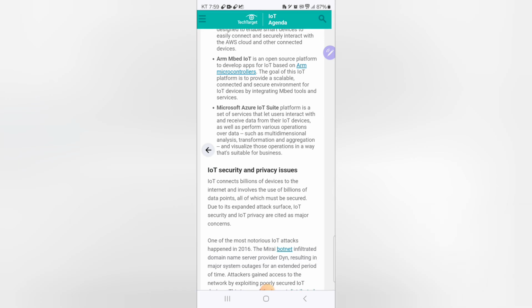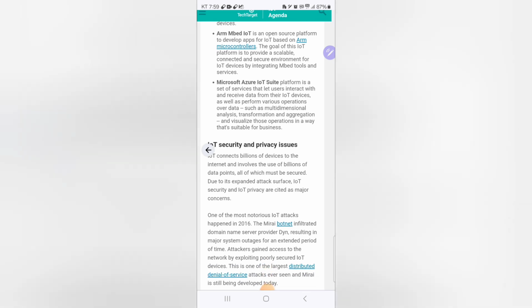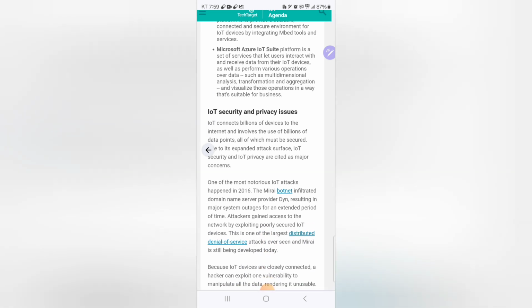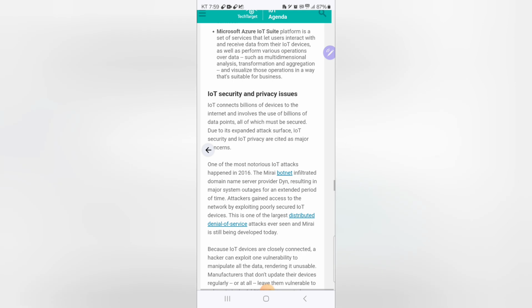Microsoft Azure IoT Suite platform is a set of device services that let users interact with and receive data from their IoT devices, as well as perform various operations over data, such as multidimensional analysis, transformation, and aggregation, and visualize those operations in a way that's suitable for business.